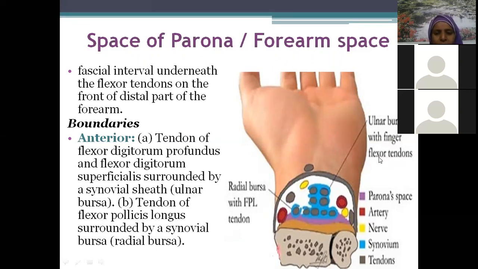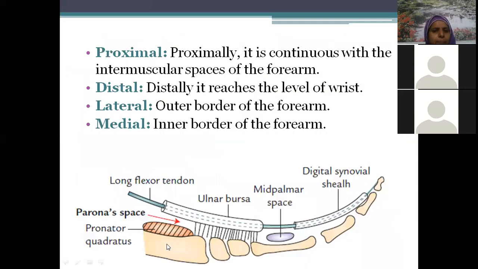This bluish line is nothing but the synovial sheath. They are all forming one bursa. What is the name of this synovial sheath bursa? Towards the little finger, we call it the ulnar bursa. Towards the thumb, surrounding the tendon of flexor pollicis longus, you call this bursa the radial bursa. So radial bursa and ulnar bursa. This ulnar bursa, you can see, is in continuation with the forearm space of Parona. Proximally, it is in continuation with the intermuscular spaces in the forearm. Distally, it is reaching up to the level of the wrist.